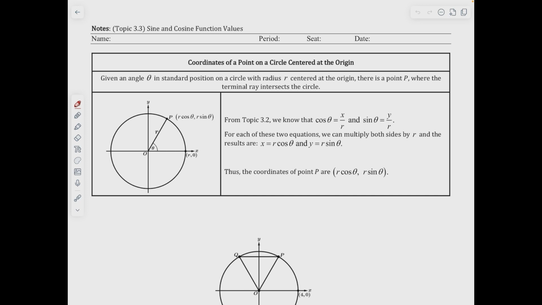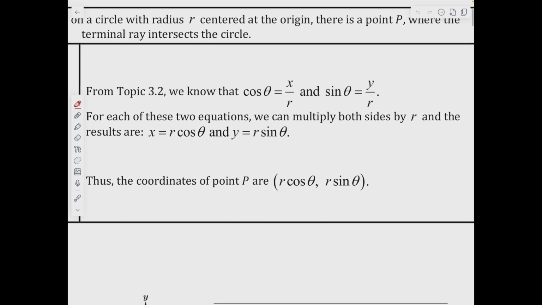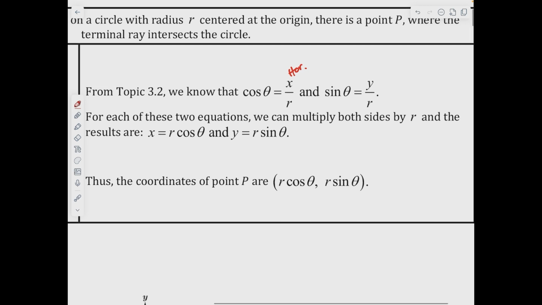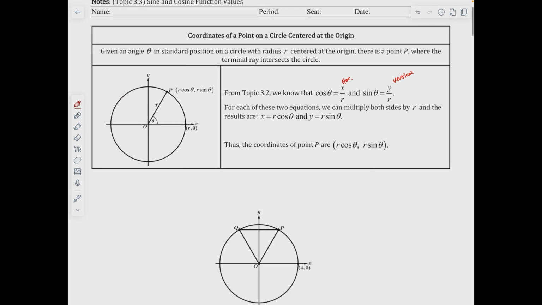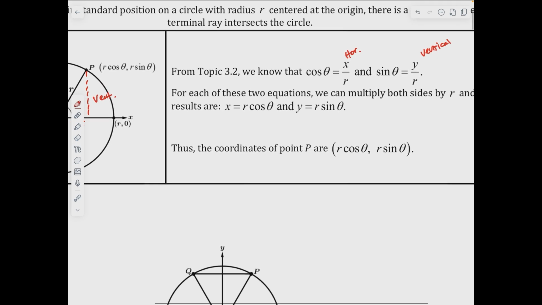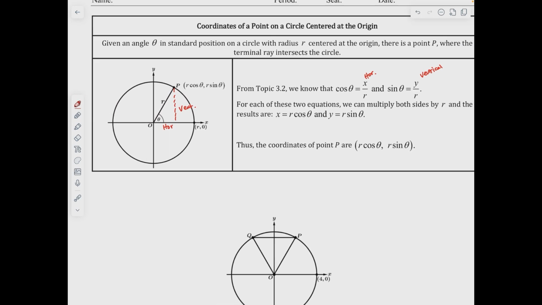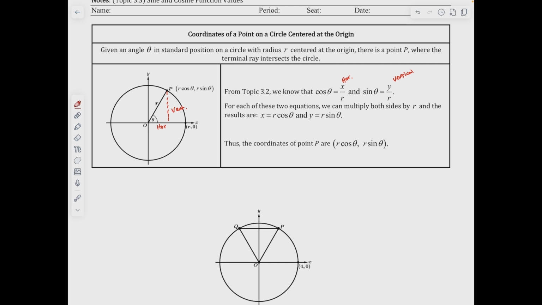From topic 3.2, we know that cosine of theta is equal to x over r, because cosine is my horizontal displacement over the radius. And sine of theta is equal to y over r, because y is my vertical displacement over the radius. Here's my horizontal, here's my vertical displacement, and so cosine is horizontal over r.